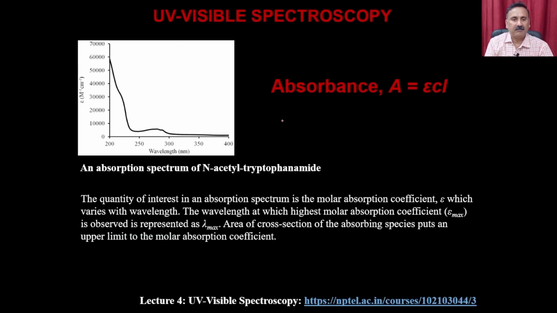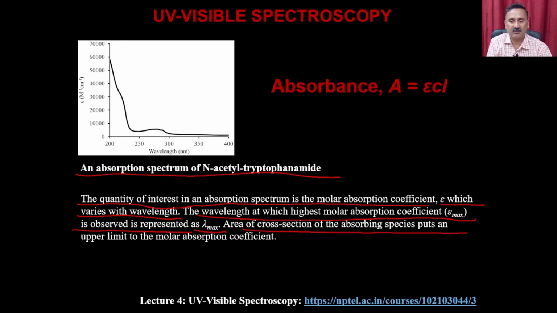Now take a simple example: the absorption spectrum of N-acetyl tryptophanamide. What you see here is the wavelength versus the absorbance. The quantity of interest in an absorption spectrum is the molar absorption coefficient epsilon, which varies with the wavelength. The wavelength at which the highest molar absorption coefficient is observed is called the epsilon maximum, represented as lambda max. The cross-sectional area of the absorbing species puts an upper limit on the molar absorption coefficient.